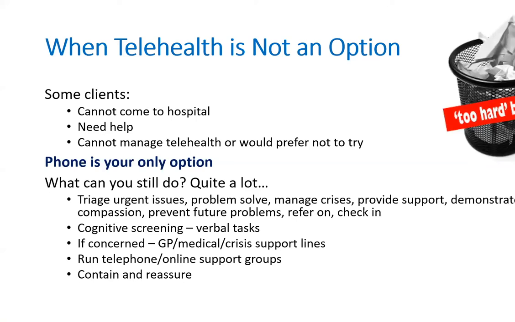So if phone's your only option, what can you do? You can actually do still quite a lot. As I was talking about before, phone's great for triaging urgent issues, you can manage crises, and you can phone families and talk about the ways that you can go forward, how long they potentially may have to wait, give them some containment and some guidance about what's going to happen in terms of the future, and also try and provide some cognitive screening if you're very worried about their cognition, liaise with their GP and other people in their team.